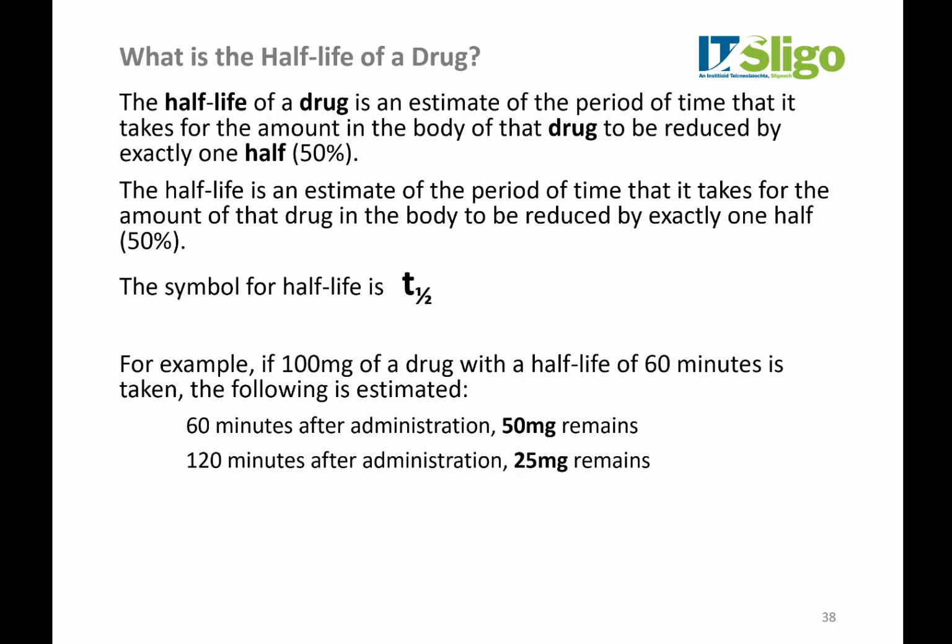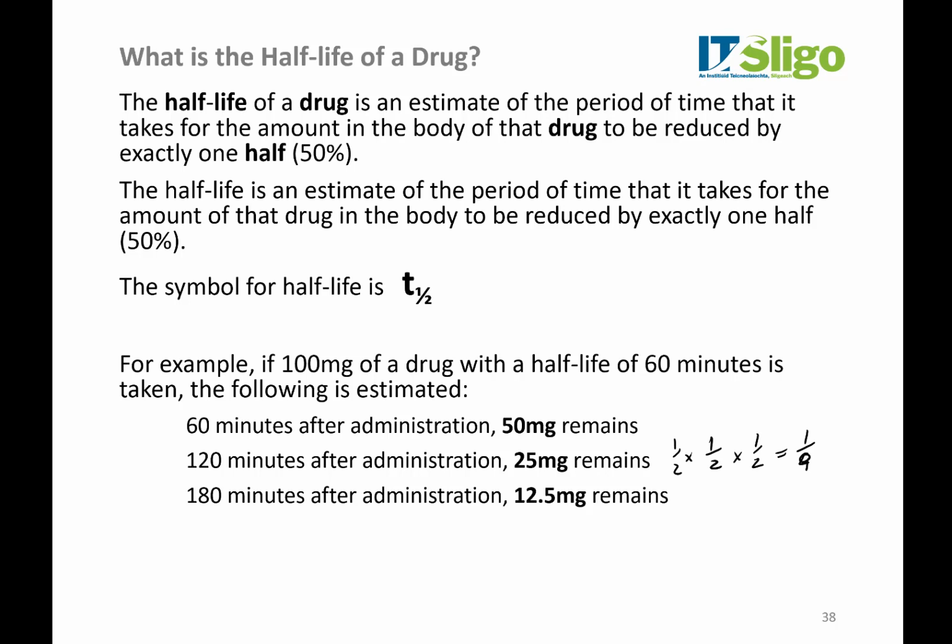After 2 half-lives, we would now have a half by a half. We only have a quarter of the drug left. After 3 half-lives, multiply by a half again. 1/8 of the drug is left. By a half again, and it's 1/16. So here, guys, we have 4 half-lives.